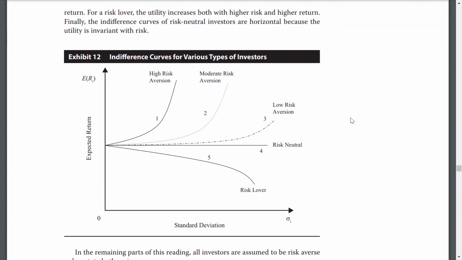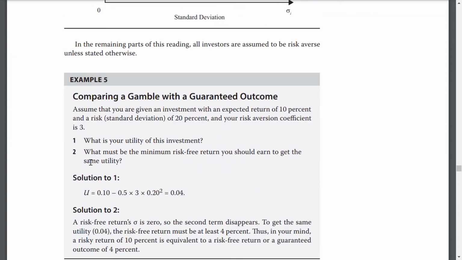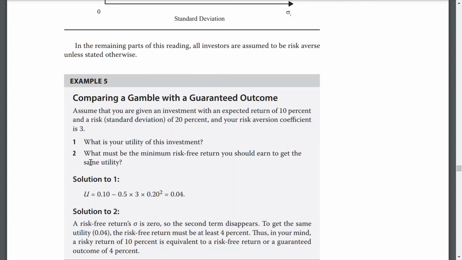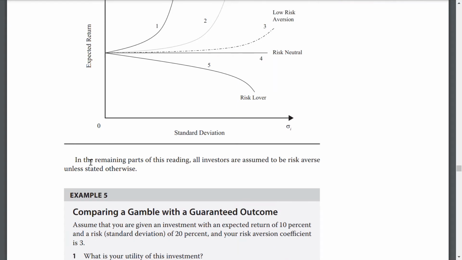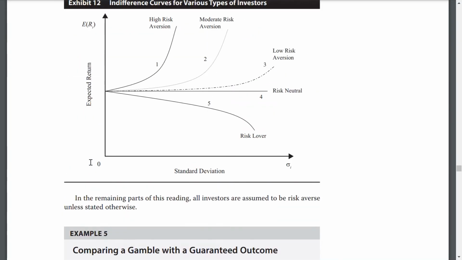Different curves for the types of investors. So here are the risk neutrals, the risk lovers, the risk averse, the moderate risk averse and high risk averse, plotted along a graph of the standard deviation versus the expected returns. In the remaining parts of this reading, all investors are assumed to be risk averse, unless stated otherwise.